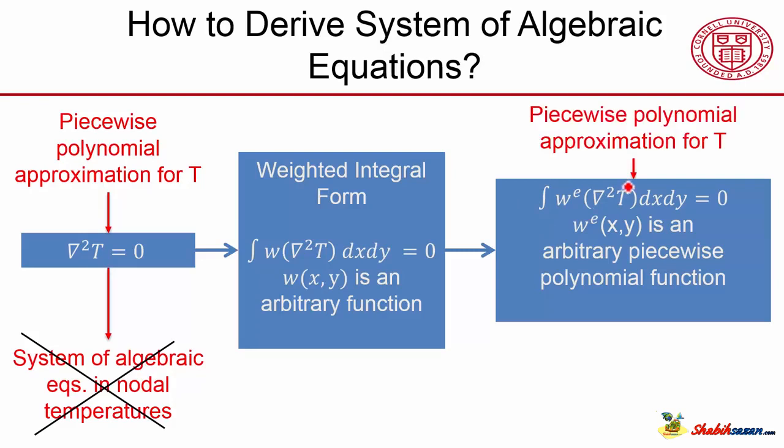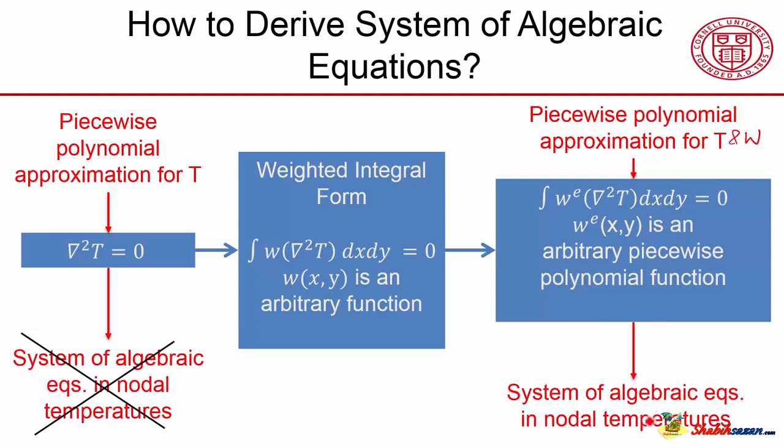And then if we plug in the piecewise polynomial approximation for T and for W, out will pop the system of algebraic equations in nodal temperatures.